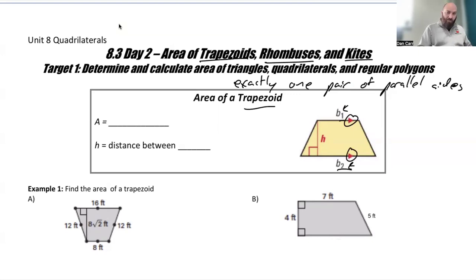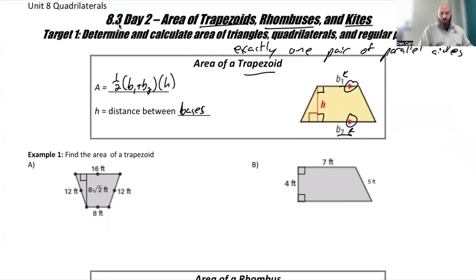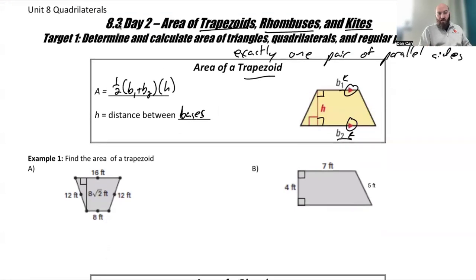We have a height of the trapezoid that is perpendicular to both bases here. So that height is going to be perpendicular in between like that. So area is going to be 1/2 base 1 plus base 2 times the height. And height is the distance between the two bases. Okay. So when we look at these, we're mainly just plugging into the formula as long as we have all the information we need.